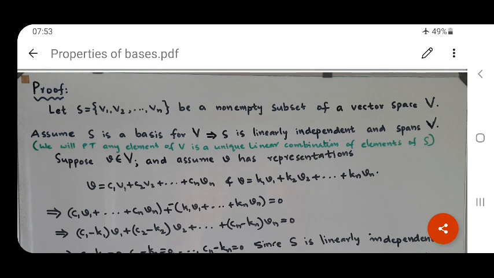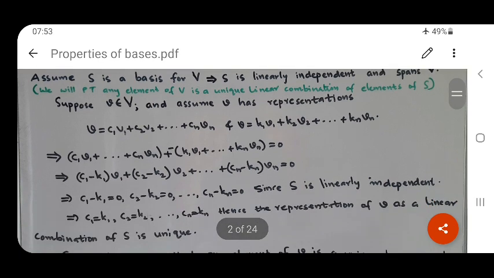cn equal to kn. So from this we will get c1 v1 plus etc. plus cn vn minus k1 v1 plus etc. plus kn vn equal to v minus v equal to 0. So that means sigma (ci minus ki) vi is equal to 0. But the set v1, v2, etc., vn is linearly independent, and therefore the zero combination is the trivial combination. So ci minus ki equal to 0 for each i, which means c1 equal to k1, c2 equal to k2, etc., cn equal to kn, and therefore the representation is unique.